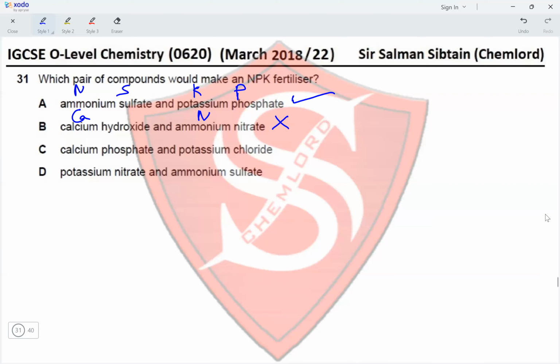Next, we have calcium phosphate. So we have phosphate present, and potassium chloride. We have potassium and chlorine present. So nitrogen is absent from this mixture. And then we have potassium nitrate. Potassium and nitrogen are present. Ammonium sulfate contains nitrogen and sulfur. So phosphate is missing from this combination. This makes option A the correct option for this question.